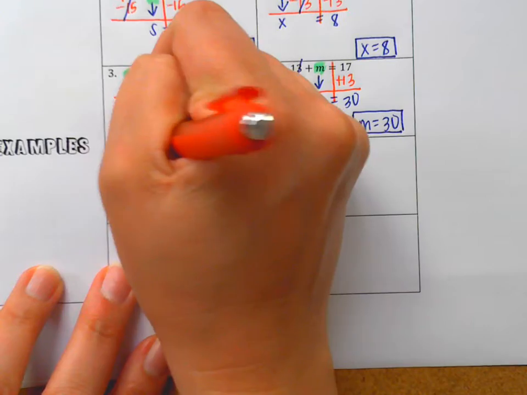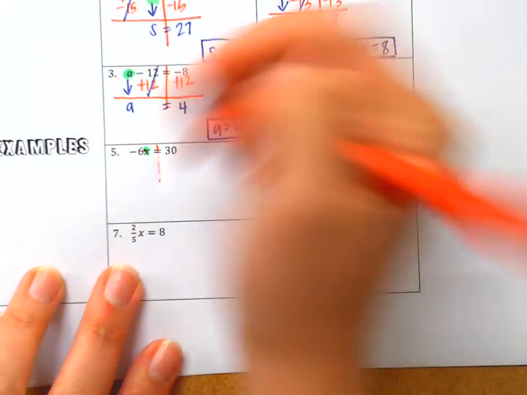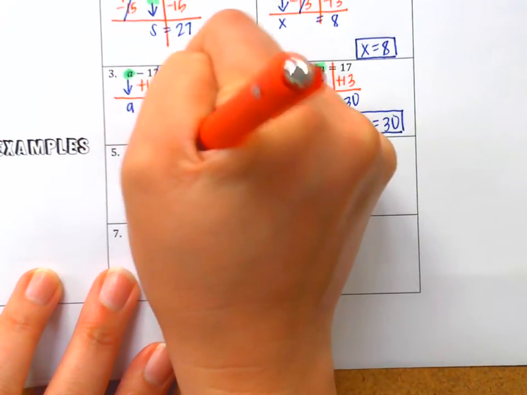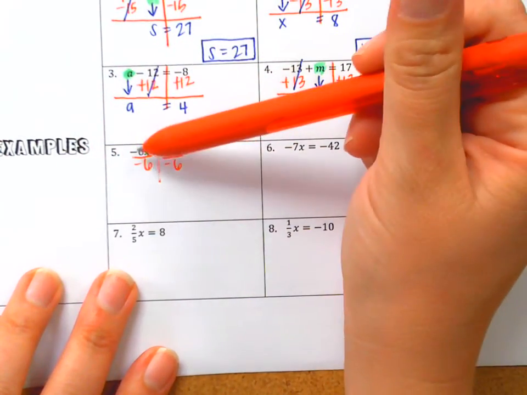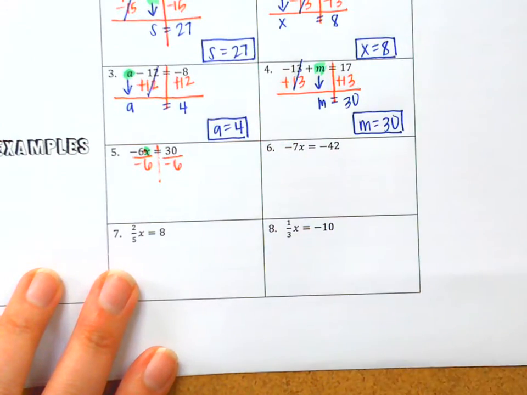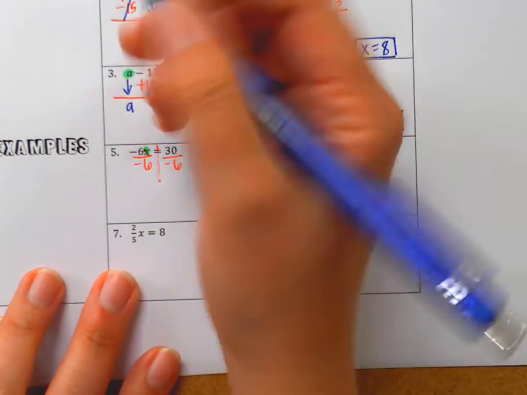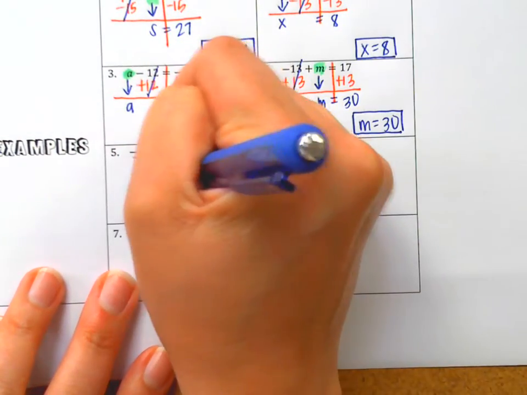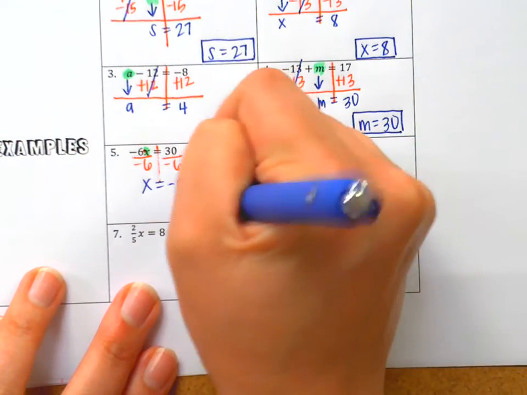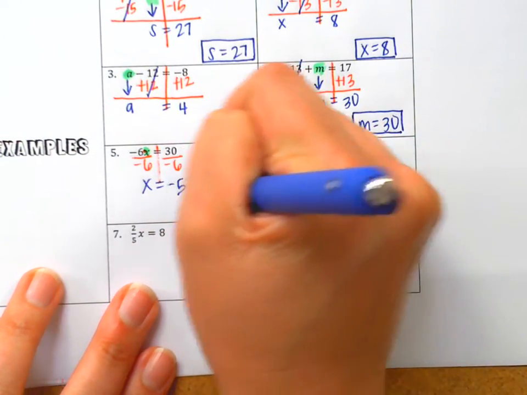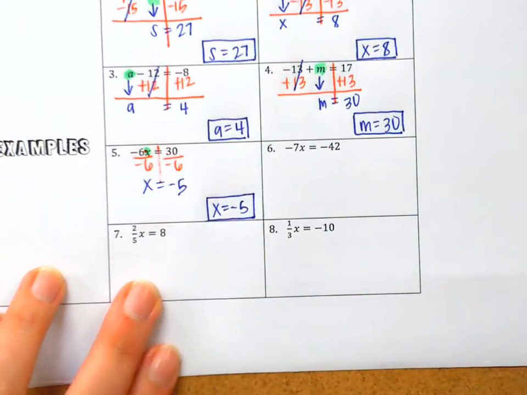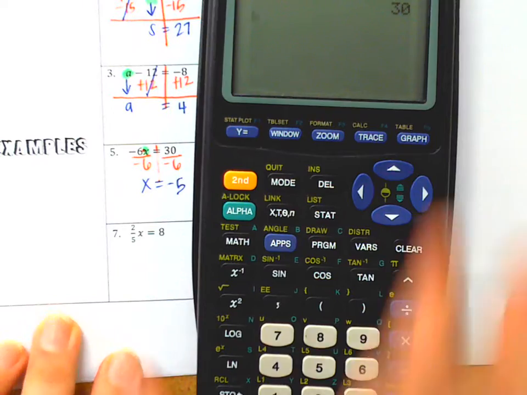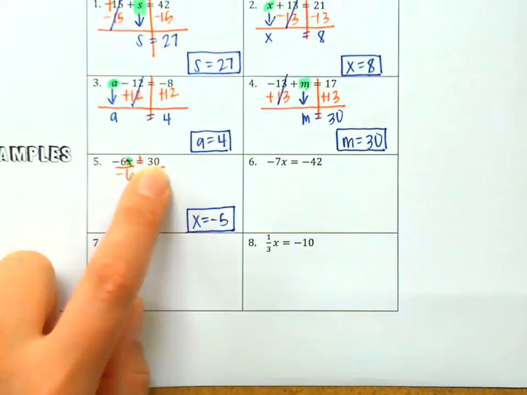So I'm going to draw my line. And then to undo the negative 6, I'm going to divide this side by negative 6 and this side by negative 6. Now, what is negative 6 divided by negative 6? Well, that's 1x, which is what we want. And then 30 divided by negative 6 is negative 5. And so I get x equals negative 5. Again, you guys can check your work. What is negative 6 times negative 5? Positive 30. Perfect.